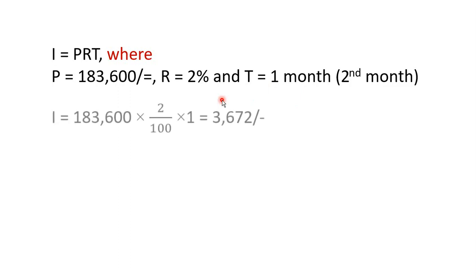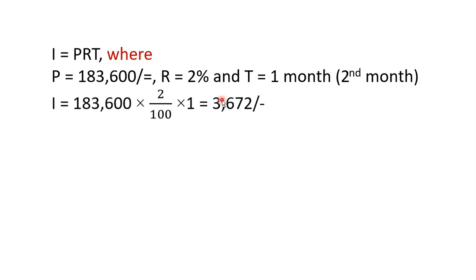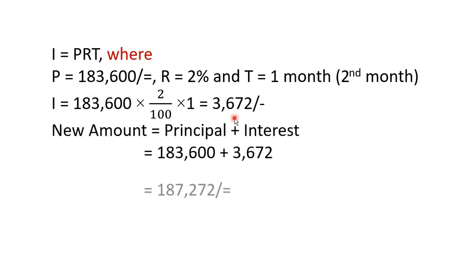So when we substitute, we are going to get our new interest as 3,672 shillings. Now, the new amount is going to be the previous principal, which is 183,600, plus the interest for this second month. So when we add that, we shall have 187,272 shillings.